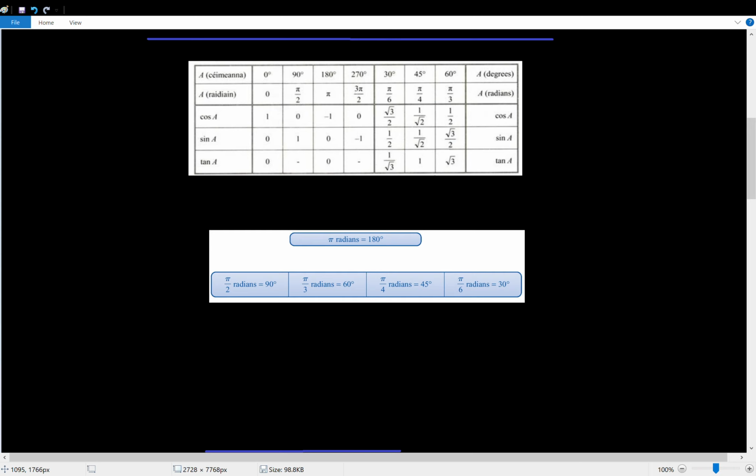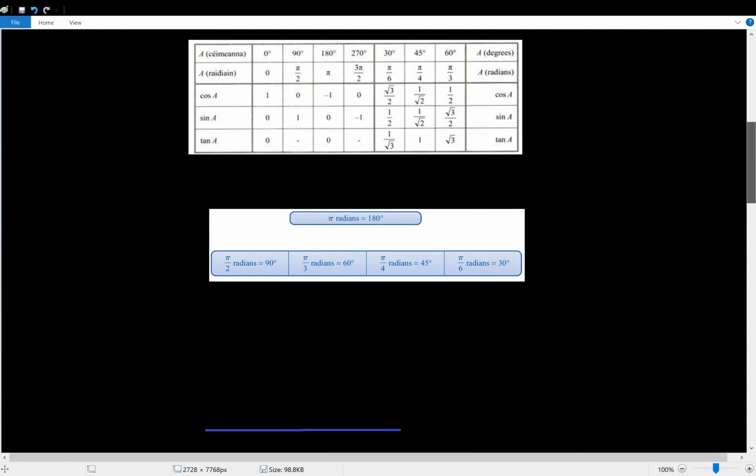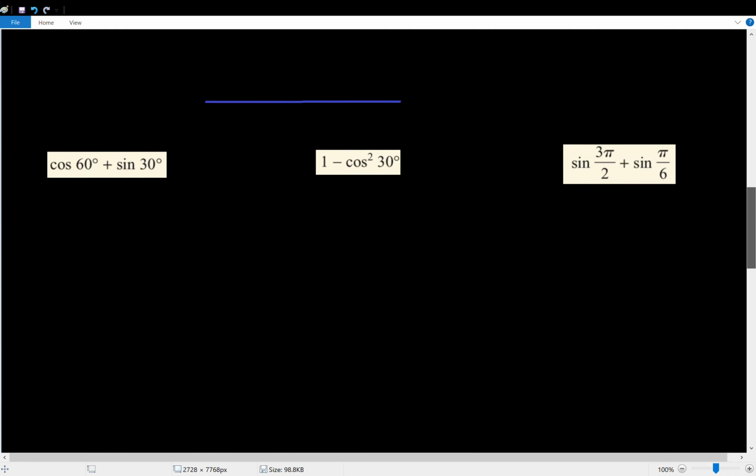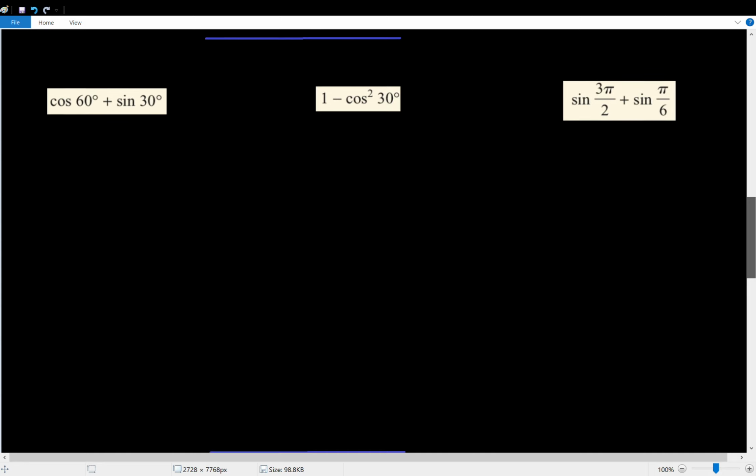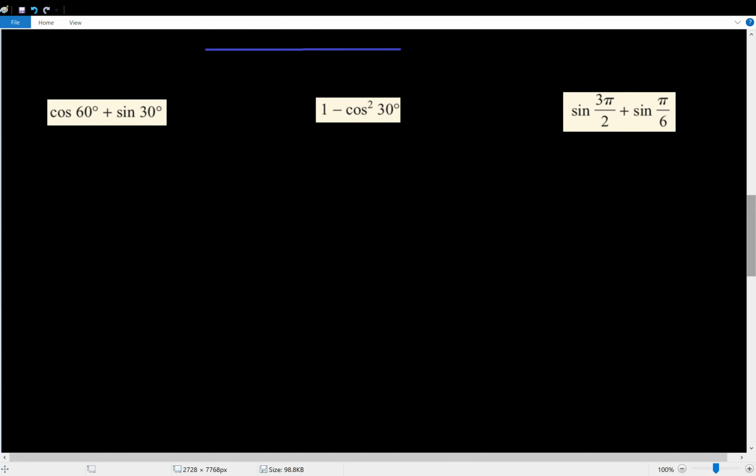So let's look at a few situations where we might get a question where this becomes useful to have. So we look at these questions here. In the first one, we've got to add cos 60 and sine 30. So without even going to our calculator, we can straight away reference the table to see what those values are. The cos of 60 is a half, and the sine of 30 is also a half, which means that cos 60 plus sine 30 is equal to 1.